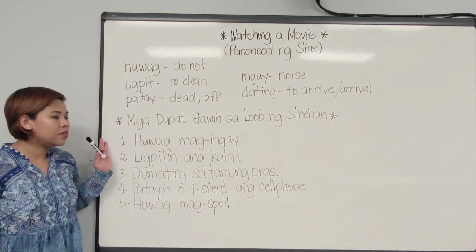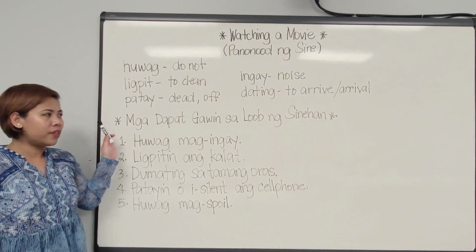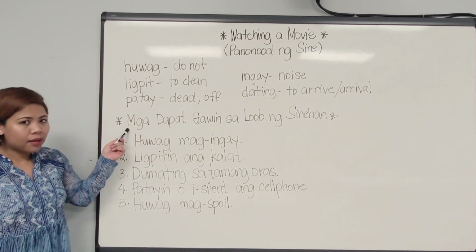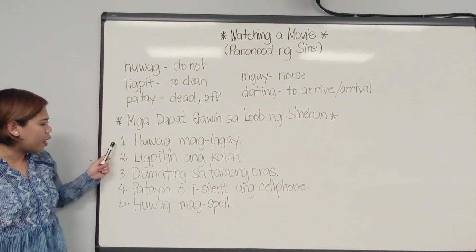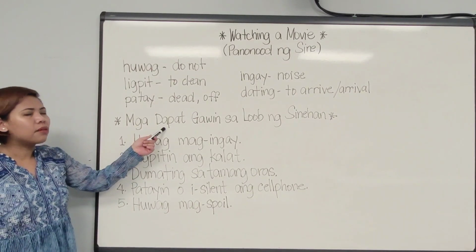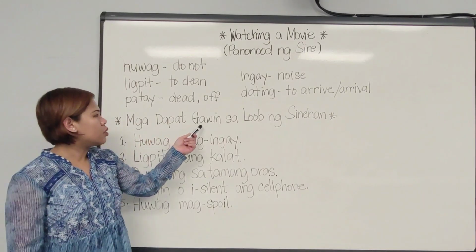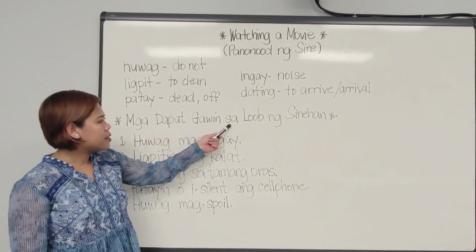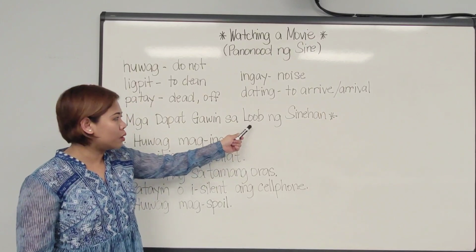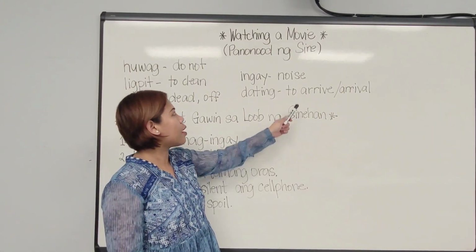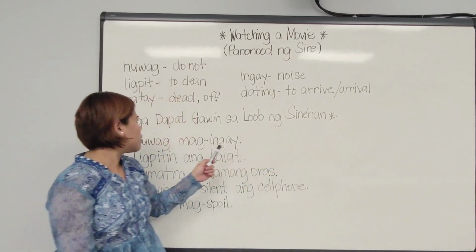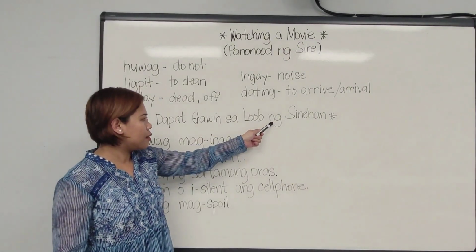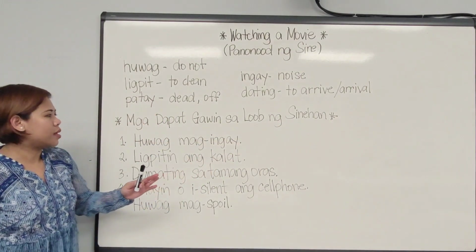So here are the things that you need to do when you are inside a cinema or a movie theater. So we say, mga dapat gawin sa loob ng sinehan. Mga indicates that something is plural. So yeah, there are 5 of them in the list. Dapat means should. Things that you should do, gawin is do. Sa loob means inside. Loob ng sinehan is inside the movie theater. So, things that you should do inside the movie theater or cinema.